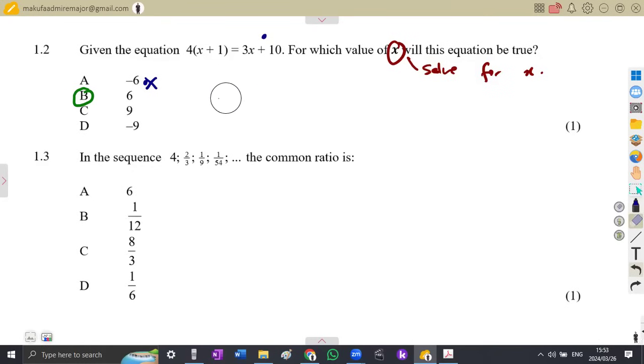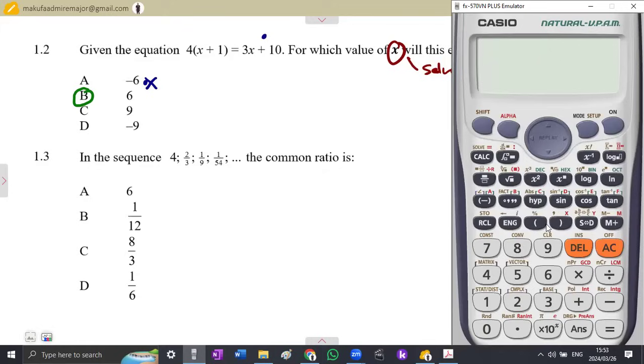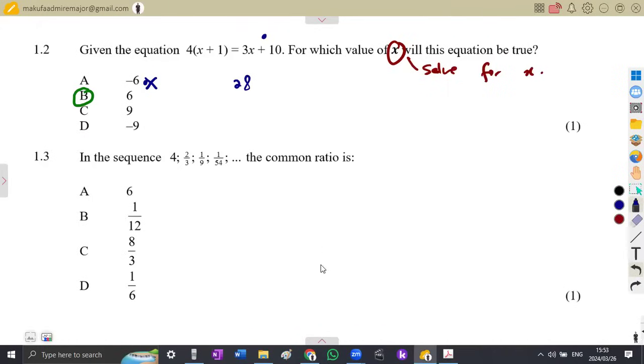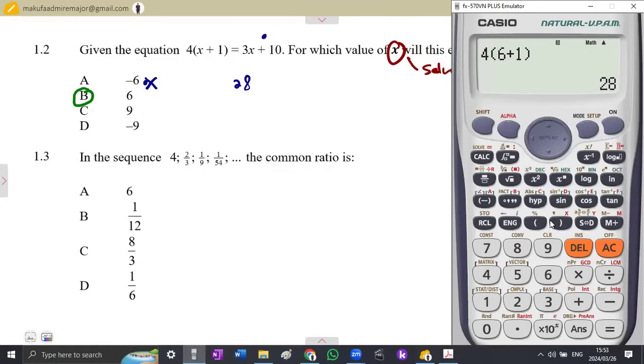You do the same thing if this is a 6, because maybe you've got a problem in solving your equation, but you're supposed to know equations. When x is 6, you're going to add 6 plus 1. That is going to be 28. So we're obtaining 28. We do the same thing on the right-hand side. That is going to be 3 times 6. Remember, our x there is the 6. So that's 3 times 6, then we're going to add a 10.